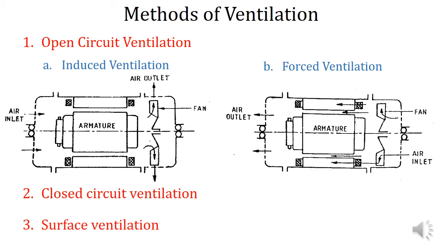And the last one is surface ventilation. In this case, the heat is transferred from the inside of the machine by cooling medium to the external surface of a totally enclosed machine. So, surface ventilation is used for totally enclosed machines. The external surface is being cooled by natural means or any other methods, such as an additional fan provided for the machine. So that's all about the classification of methods of ventilation.